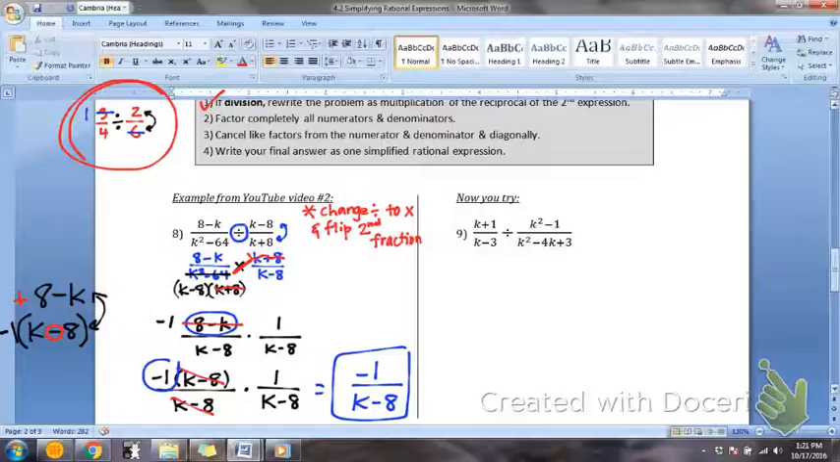Any questions on this one? This one was kind of tricky to start out with. Let's look at number 9. It is not as tricky. It is a division problem, so what do I need to do first? Rewrite it. And actually rewrite it. I want you to rewrite it, not just put your arrows. Okay, I want you to actually rewrite it.